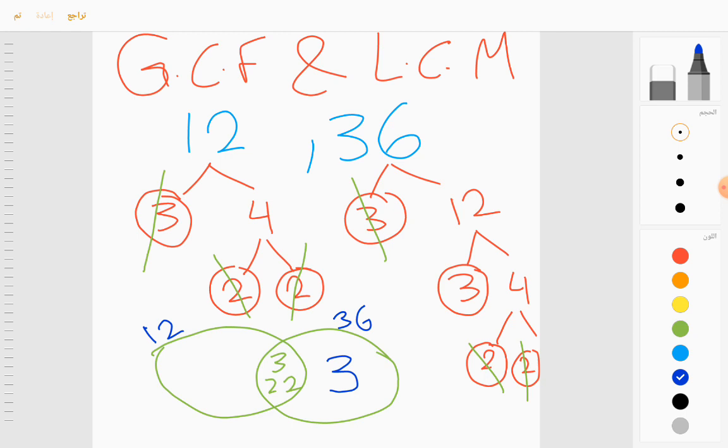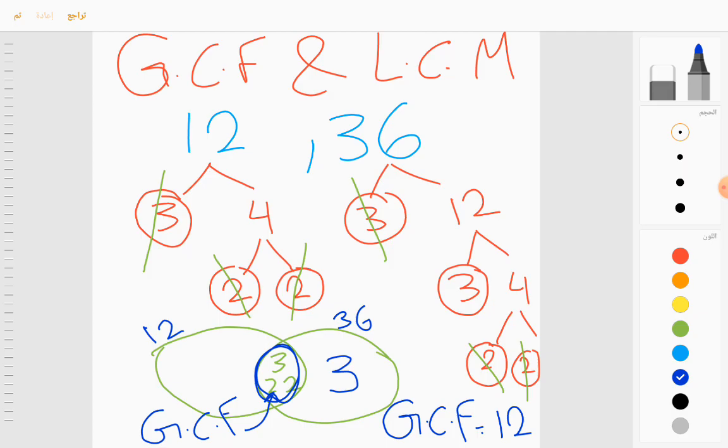So the area in the center, the intersecting part, refers to the GCF. The GCF here is 3 times 2 times 2. So the GCF equals 3 times 2 times 2 equals 12. So this is the area of the GCF.